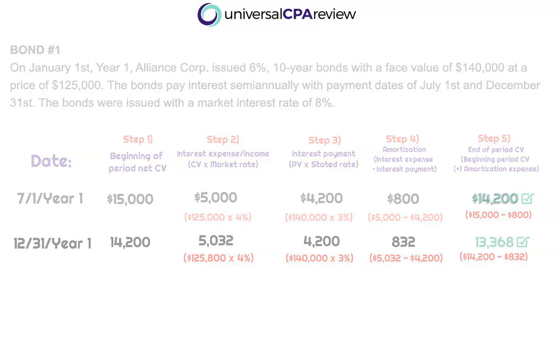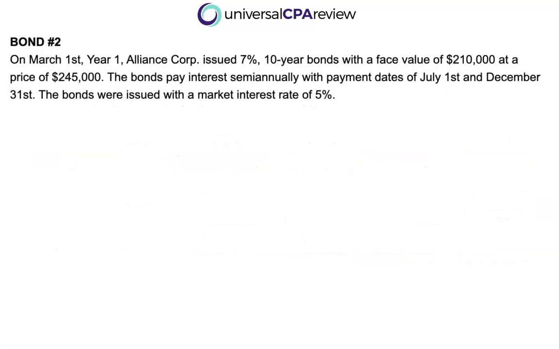Now let's take a look at bond number 2. Okay, so bond number 2 is going to be a little bit more challenging because here we see that the bond was issued on March 1st. Interest payments are going to be the same. Semi-annual interest payments on July 1st and December 31st.